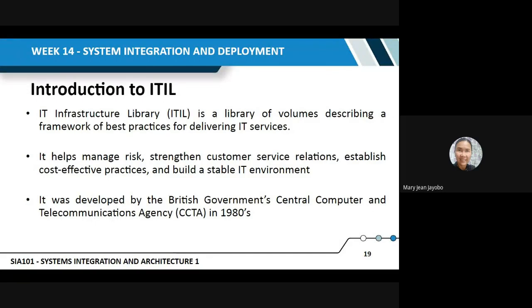Okay? So, do you have any questions, guys, about the topic for today? May tanong ba tayo or clarification about this? Do you have questions? Okay? Wala naman po, ma'am.